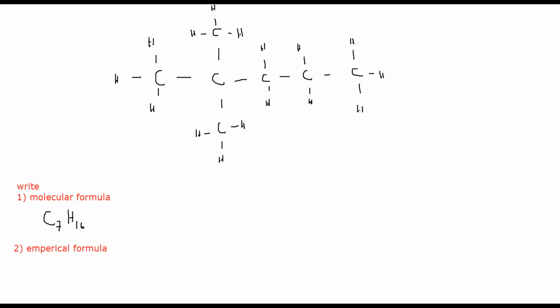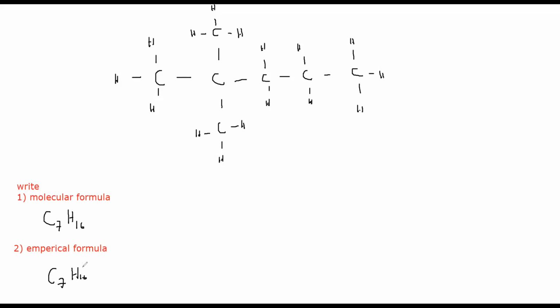Seven and 16. So 7 and 16 are already in the simplest ratio, so you cannot simplify further. That's correct. So the empirical formula will also be the same, C7H16.